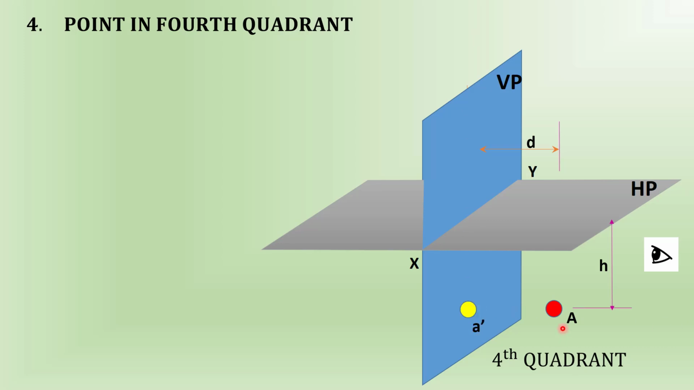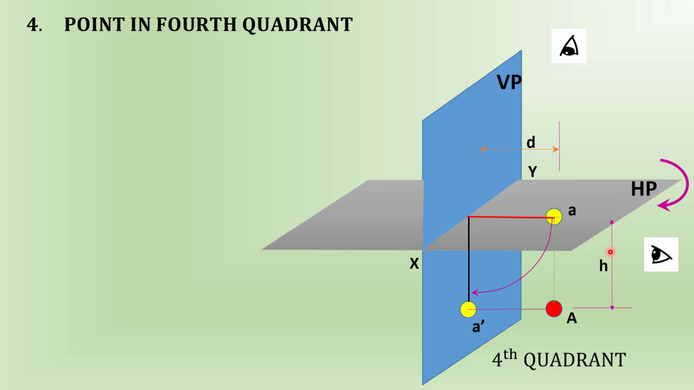And when you look from the top, you will get the plan somewhere here. Now we will draw the projectors, the horizontal projector and the vertical projector. Now this one represents the image of the vertical projector, and this one is the image of the horizontal projector. Now how will you rotate the horizontal plane? We need to rotate the horizontal plane in the clockwise direction through 90 degrees.